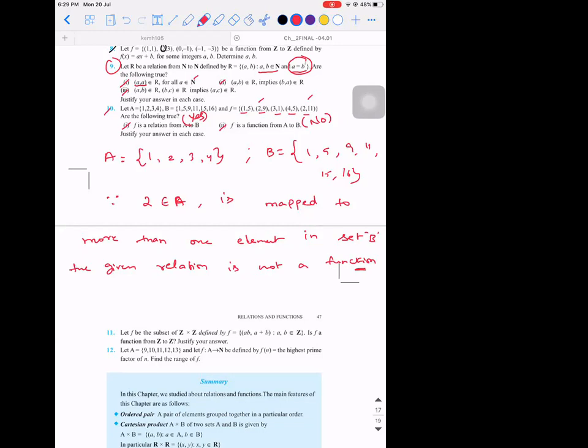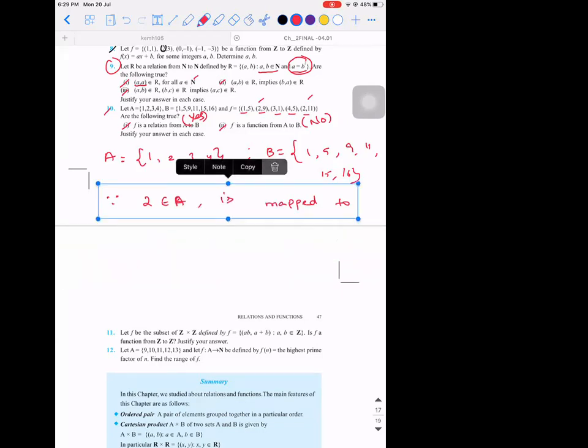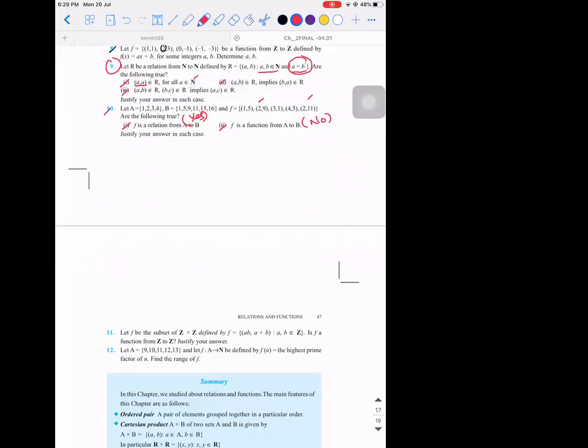We'll go to the next one. So the 11th one, I think that's simple. Let F be a subset of Z cross Z. Z is in bold. So what set does it imply? Integer set. So Z cross Z defined by F is equal to (A, B), (A plus B), such that A and B belong to Z. Is F a function from Z to Z? Justify your answer.